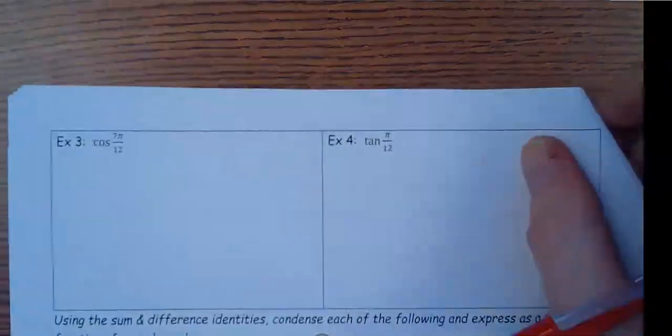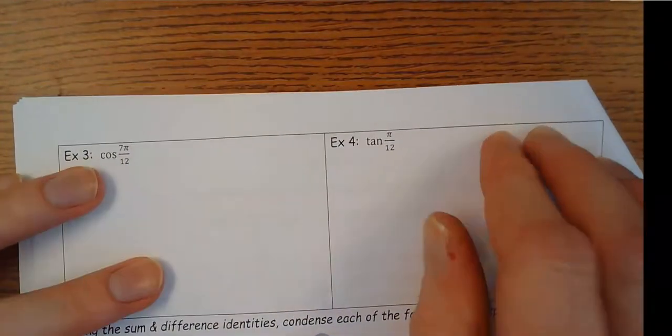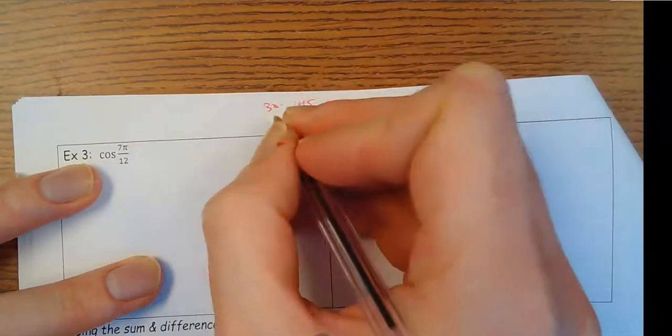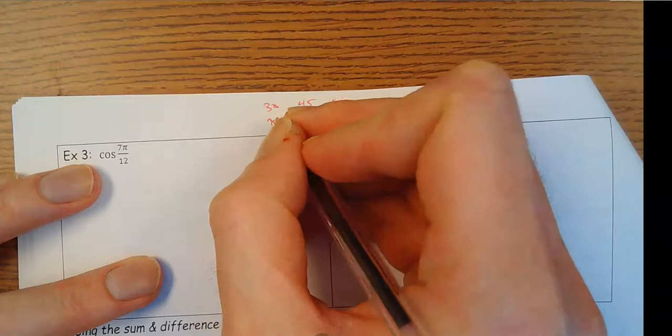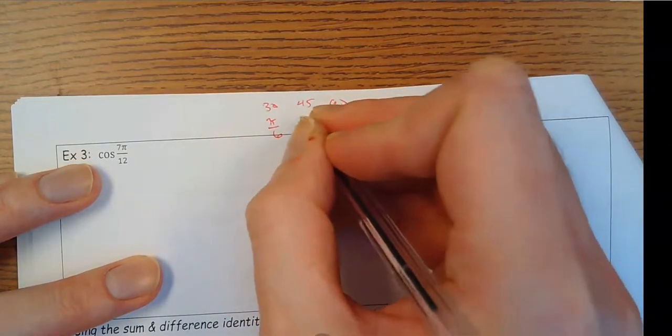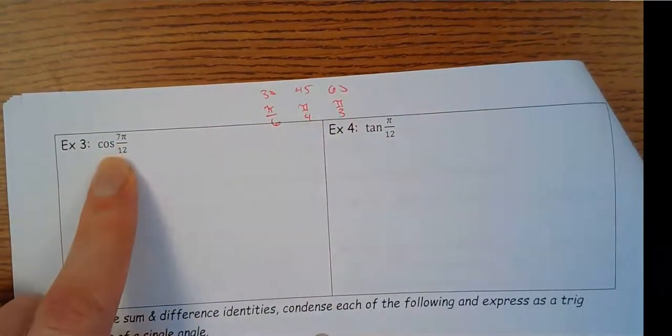Okay, backside. And the trick is looking at these and thinking, what sort of reference angles can I use? So think back, we said our reference angles were 30, 45, and 60. Well, 30 is pi over 6. This would be pi over 3. This would be pi over 4. So then can I do a combination of this to get 7 pi over 12?